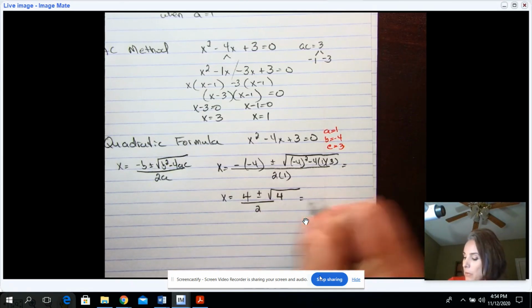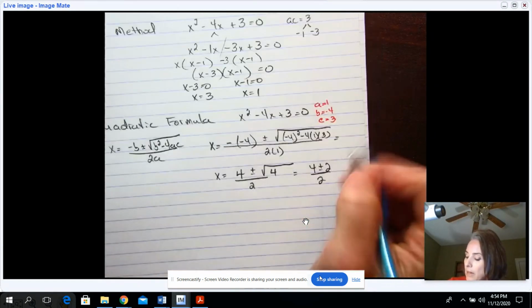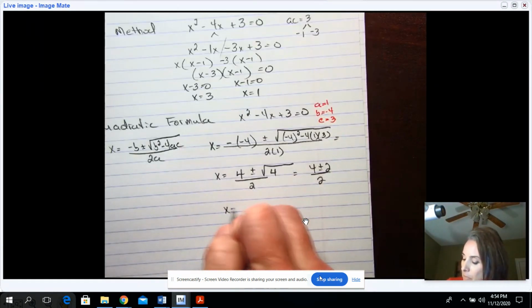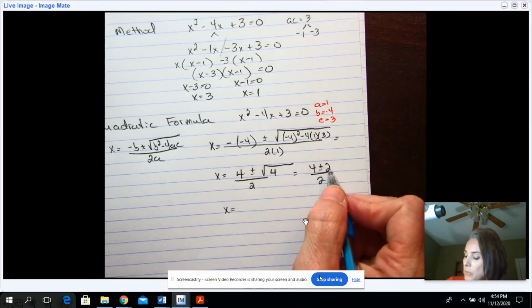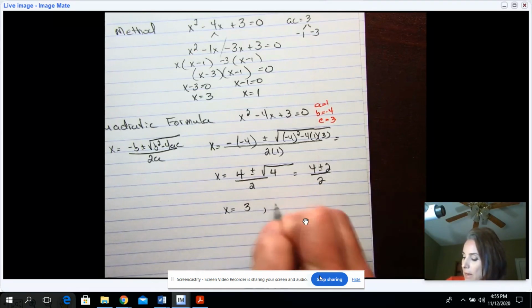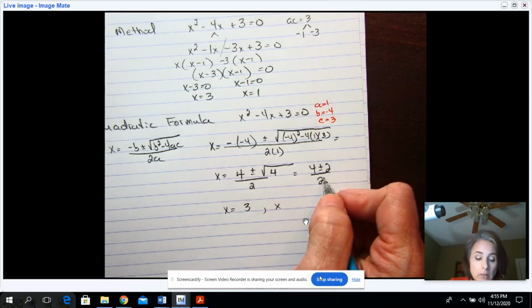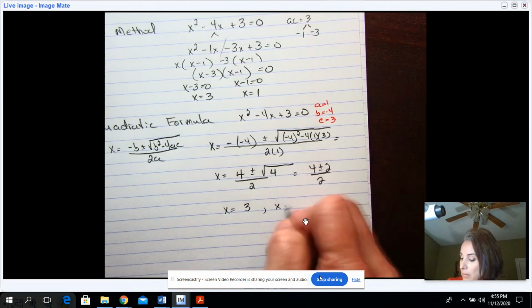Well, what is the square root of 4? The square root of 4 is actually 2. So look what we got. We have 4 plus 2, which is 6. 6 divided by 2 is 3. And then we have 4 minus 2, which is 2. 2 divided by 2, which is 1.